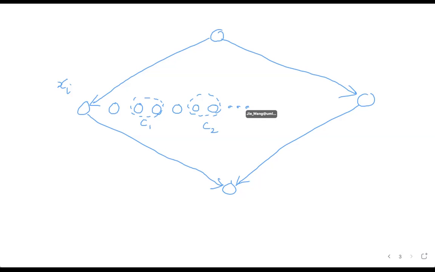So for the last one, I have a separator, and then I also have a separator at the end. So this is CK, because we have K clauses. So that L is K. Let me change that.